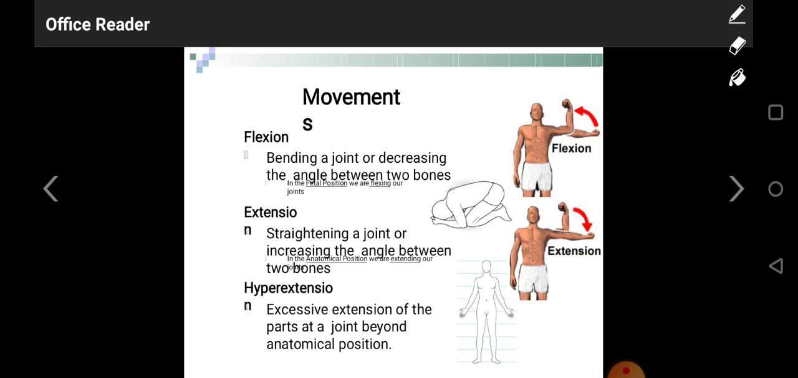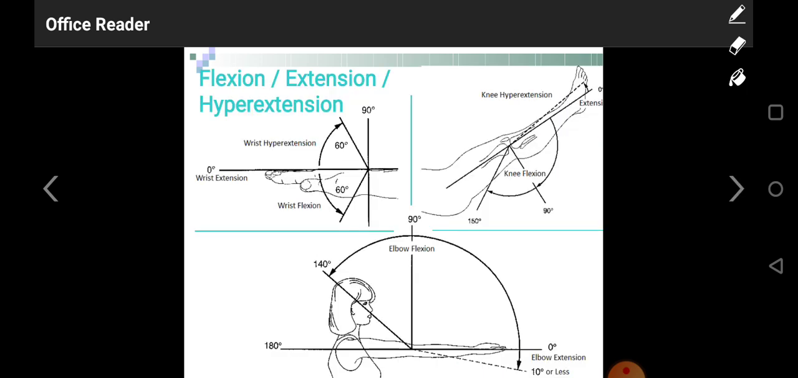Flexion means the body bending a joint or decreasing the angle between the two bones. Here we can see in the image. Extension means straightening a joint or increasing the angle between the two bones. Hyperextension is the excessive extension of the parts at a joint beyond anatomical position. So these are the flexion, extension and hyperextension movements.